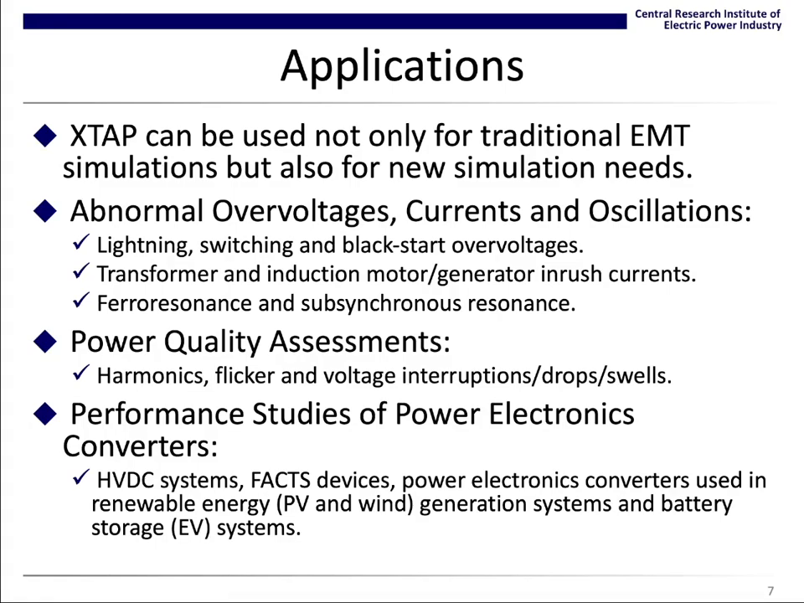One of the new simulation needs is power quality assessments, which include harmonics, flicker, and voltage interruptions, drops, swells. Another new simulation need is performance studies of power electronics converters. They include HVDC systems, FACTS devices, power electronics converters used in renewable energy generation systems, that is PV and wind, and battery storage systems including EVs, electric vehicles. They are very important for developing smarter grids.